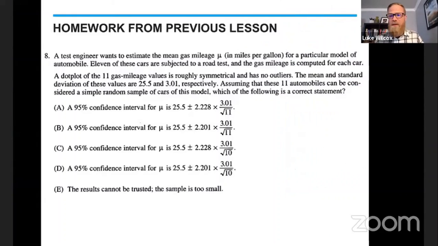Let's jump into the homework problem that Mr. Murphy gave you yesterday, which is also a very good preview of what's to come in the lesson that you're going to see here today. So let's jump right in, follow along with me here.